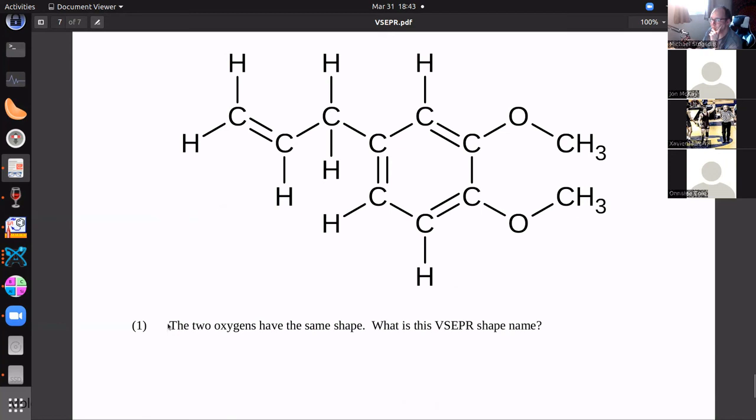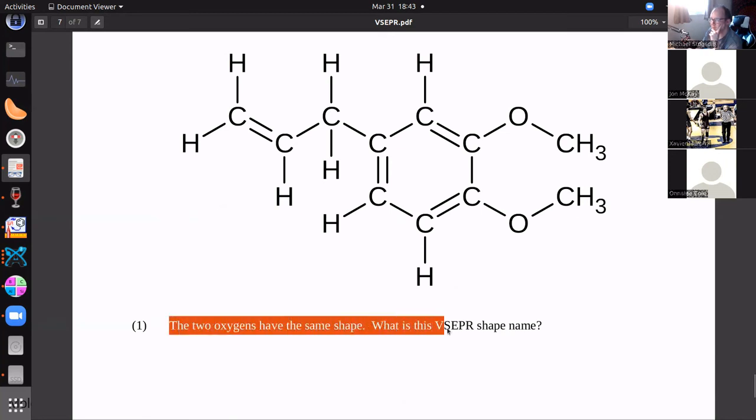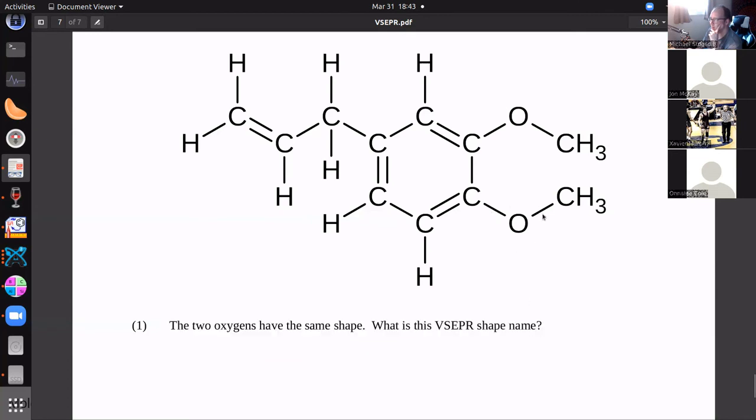Let's look at this guy here. So we got the two oxygens have the same shape. What is the VSEPR shape name? So what do we think that the VSEPR shape name of this oxygen is going to be? How many bonds is that forming? How many lone pairs does it have? Is it forming two bonds? So it's forming two bonds, and it's got two lone pairs, right?